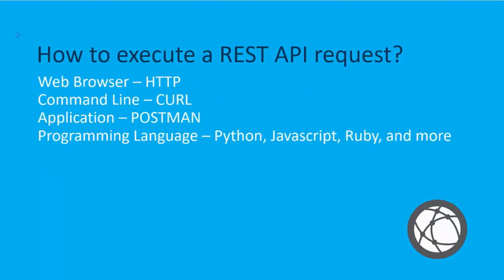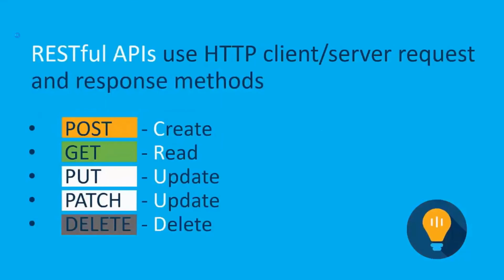So how do you execute a REST API request? Well, there are different ways you can do it. You could use your web browser using an HTTP request right from the address bar. You could use a command line tool like curl and do a curl command. You could use an application or program like Postman, or you could use a programming language like Python, JavaScript, Ruby, and many others. RESTful APIs use HTTP client-server request and response methods.